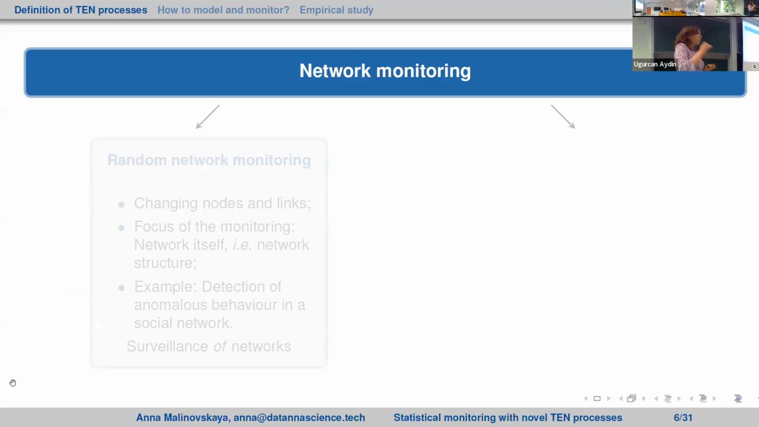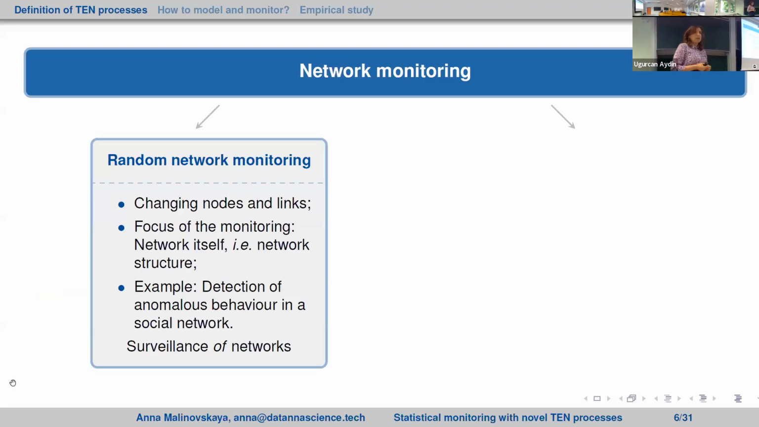Let's start with a broad understanding of what network monitoring means. And we can subdivide it into two types. The first type is something that I showed on the first slide. It's random network monitoring. So you focus on the structure of the network. You can imagine anomalous behavior in a social network, like in this email communication or something similar. And here the object of what we monitor is the network itself or its, let's say, adjacency matrix. And what we then perform is actually surveillance of networks.